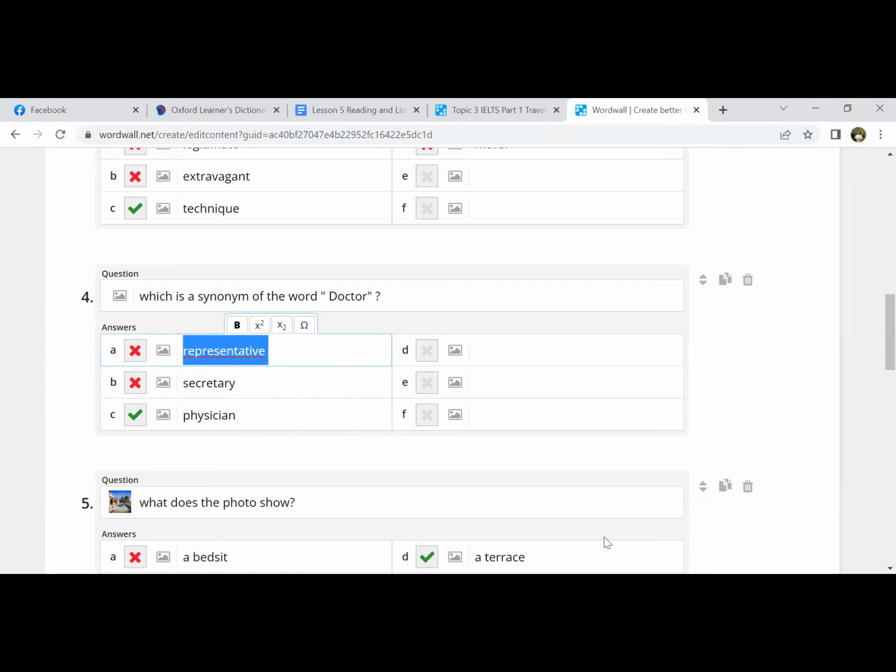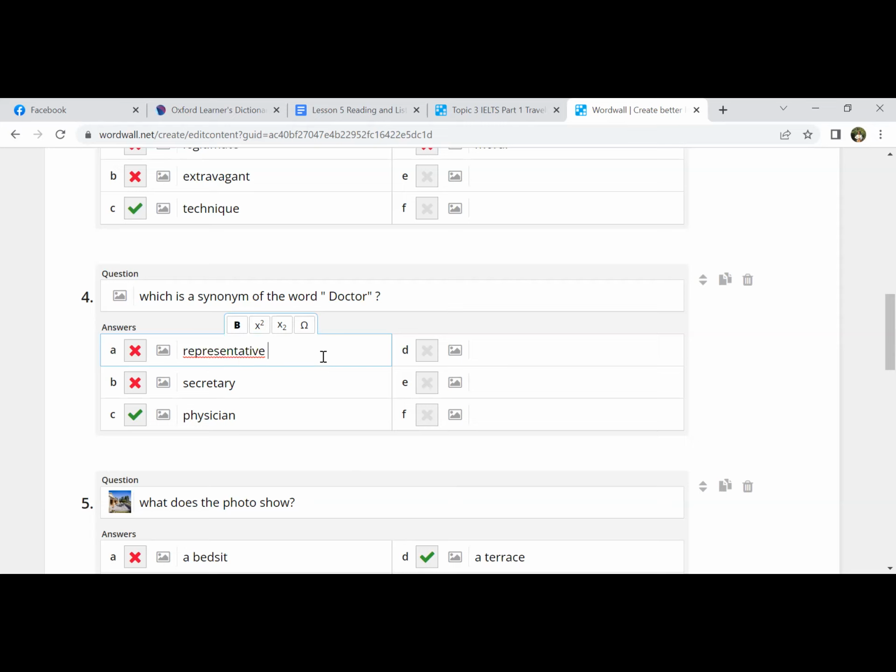So representative, what does it mean? I think it's a person who is responsible for a product or... And what does that person do? Does he invent a product or what does that person do? He sells something. Exactly. He sells a product.